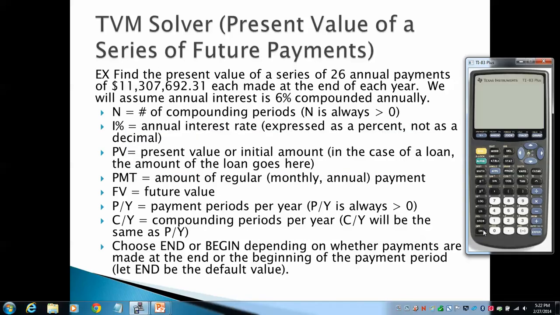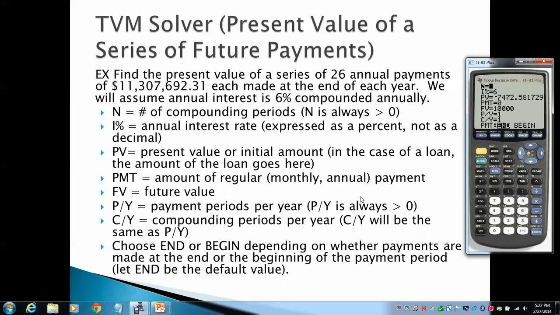Let's turn this on. Let's press apps. We want finance and then TVM solver. So this is what we get. This is what our screen looks like. N is the number of compounding periods. I is the annual interest rate. PV is the present value, or initial amount in case of a loan. PMT is the amount of a regular payment.